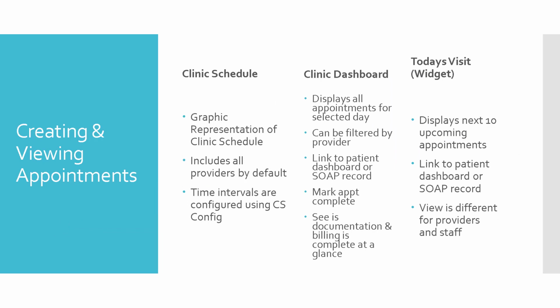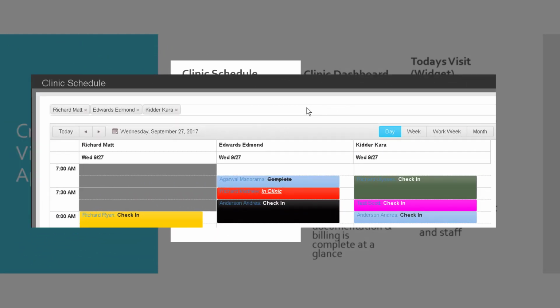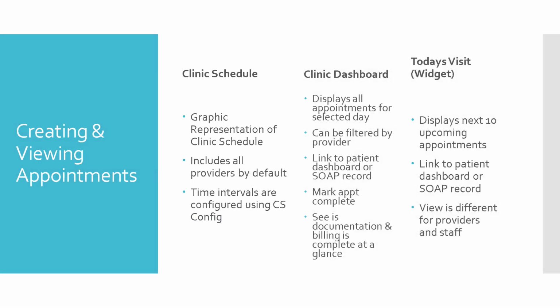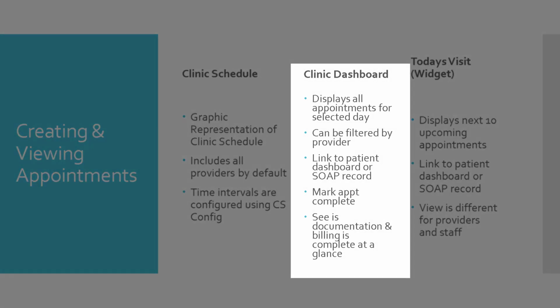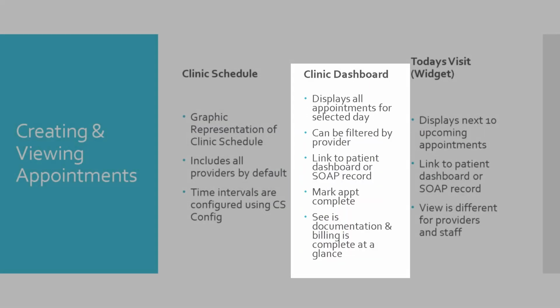Three tools that you will use every day to interact with your schedule are the clinic schedule, the clinic dashboard, and the Today's Visit widget. The clinic schedule looks like your basic calendar. It can be configured based on clinic hours, provider availability, and base appointment length. The clinic dashboard is an easy-to-read grid of patients and appointment times that allows you to easily see which appointments have been billed and which have had their documentation completed.